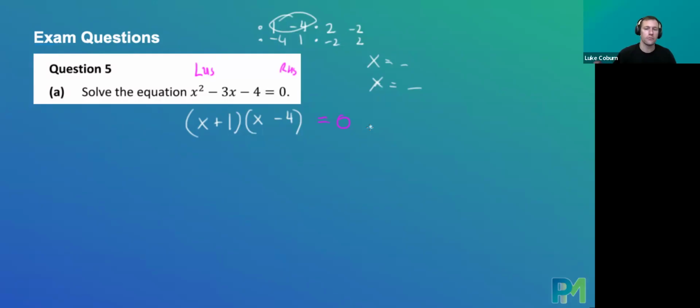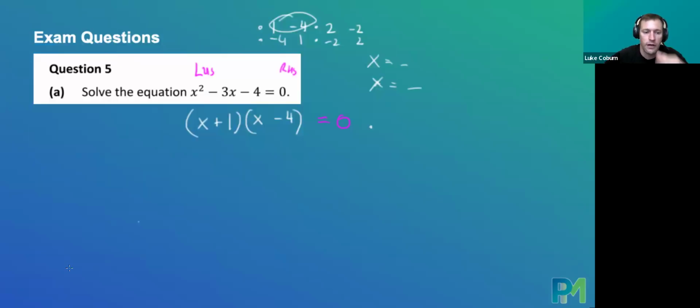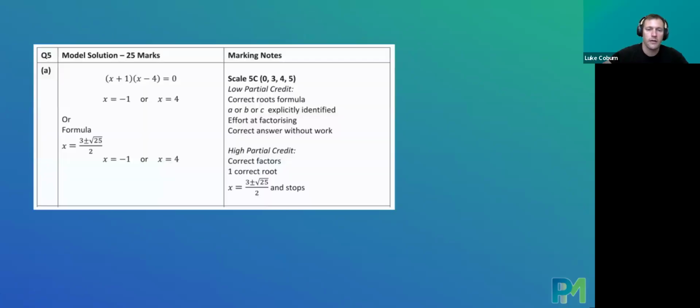Now, if we were to stop now, we get 5 marks out of 10. I want you to look at this. This is something that I really try to impress on all my students, right? This is the marking scheme, and the marking scheme has this scale here, and you have this low partial credit, which is this 3, and this high partial credit, which is this 4. So basically, if you do this, you get a low credit. If you do this here, you get a high credit, right?